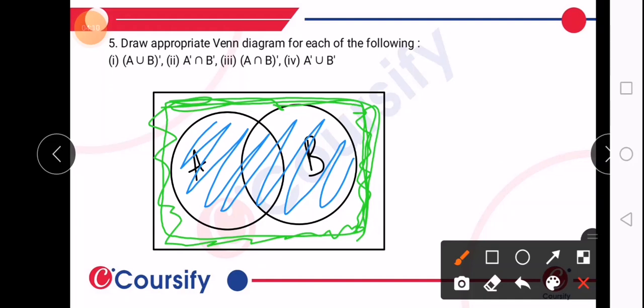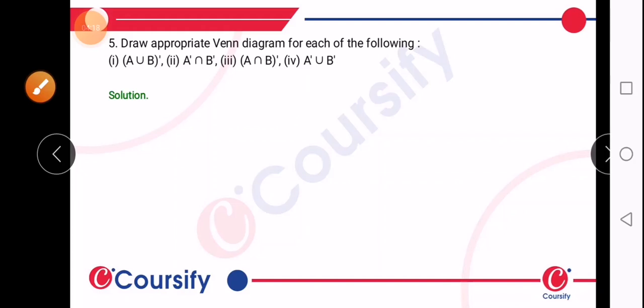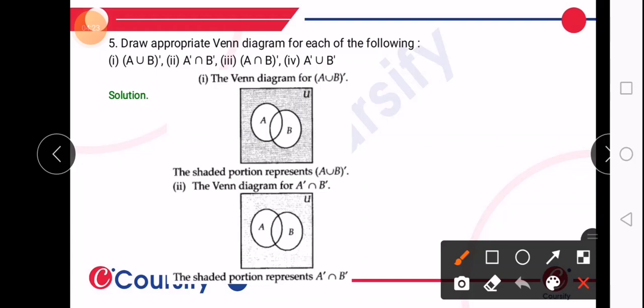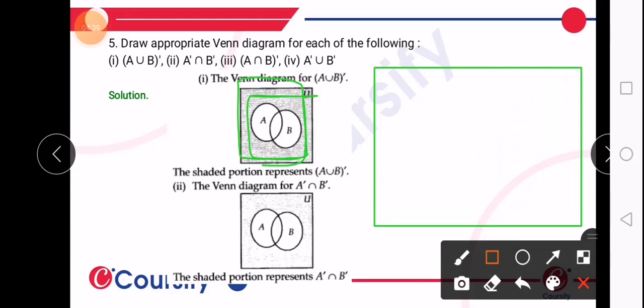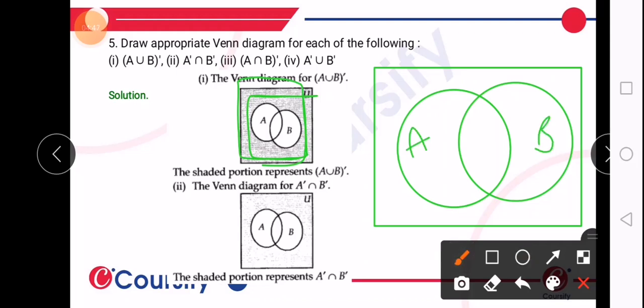Next, we'll move on to the second one, that is A complement intersection B complement. Let's take a look at the diagram for that one now. As I mentioned earlier, this one was A union B complement. Now we have A complement intersection B complement. Now A complement: this is A and this is B.